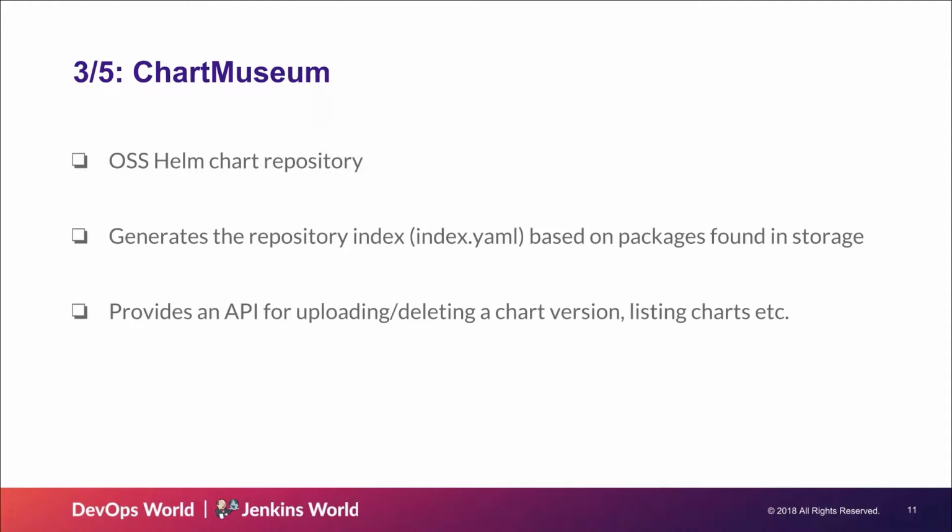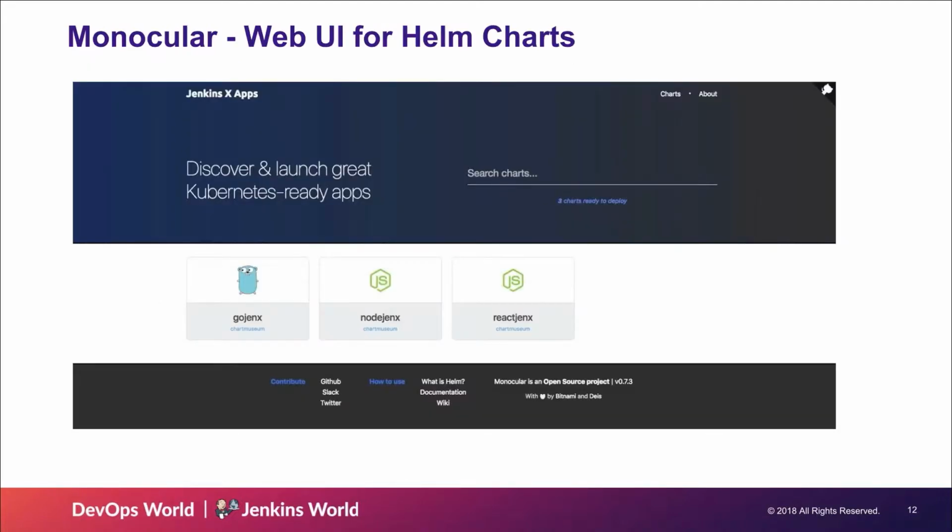ChartMuseum, we've already discussed this. It's an open source Helm chart repo, and it generates the index YAML based on packages. And so the manual generation part can be taken care of. And the API for uploading or deleting a chart version, listing the charts, etc., makes it very easy.